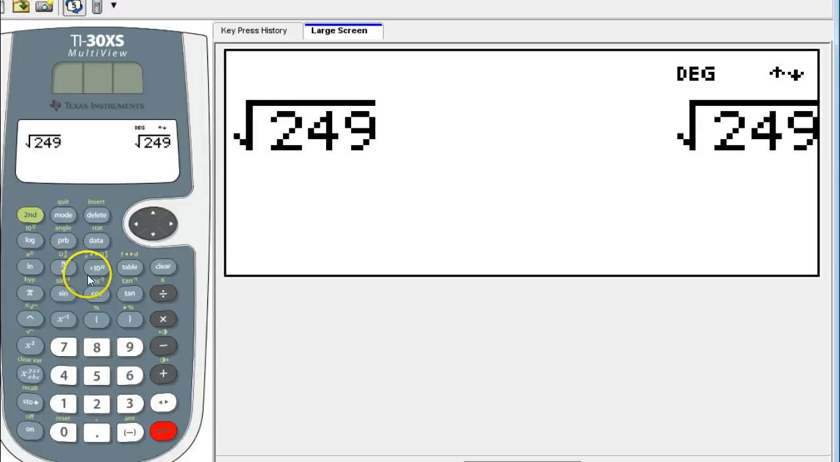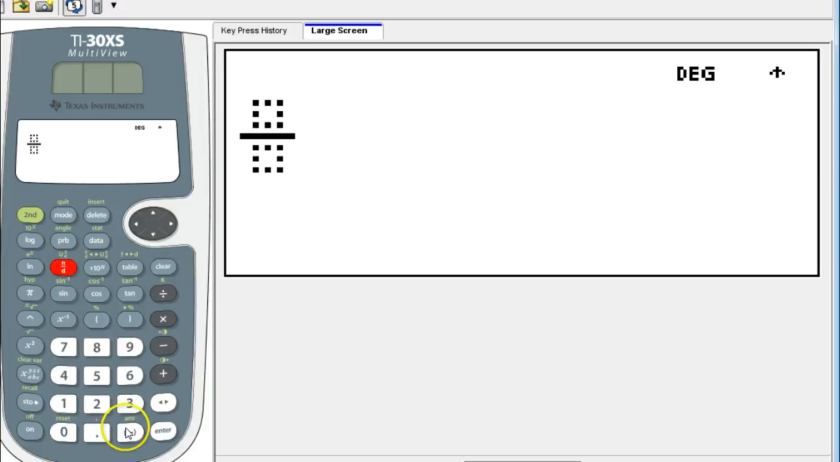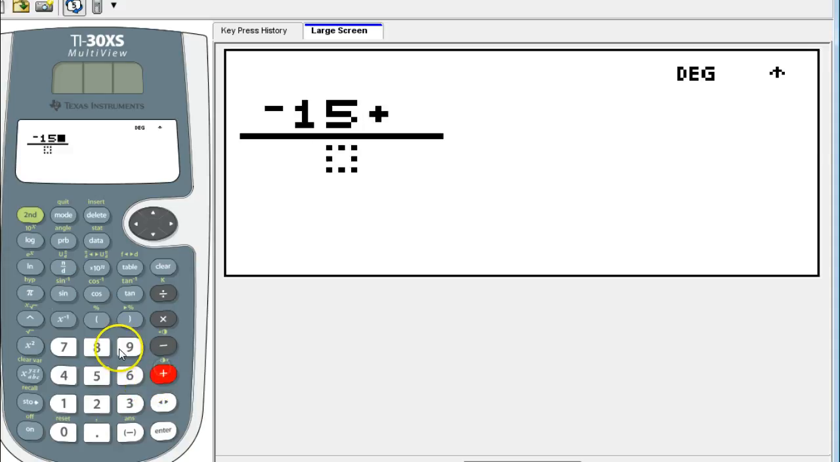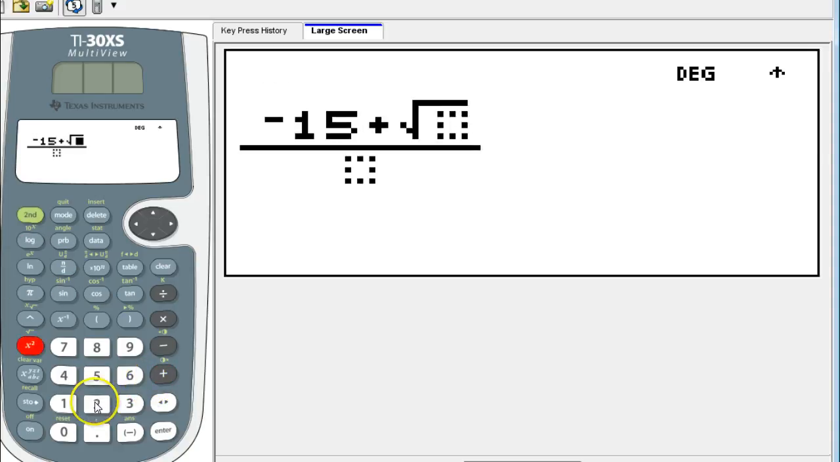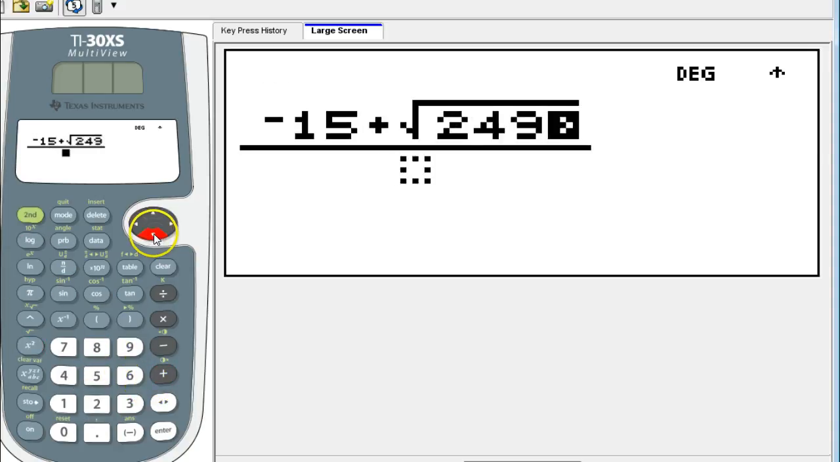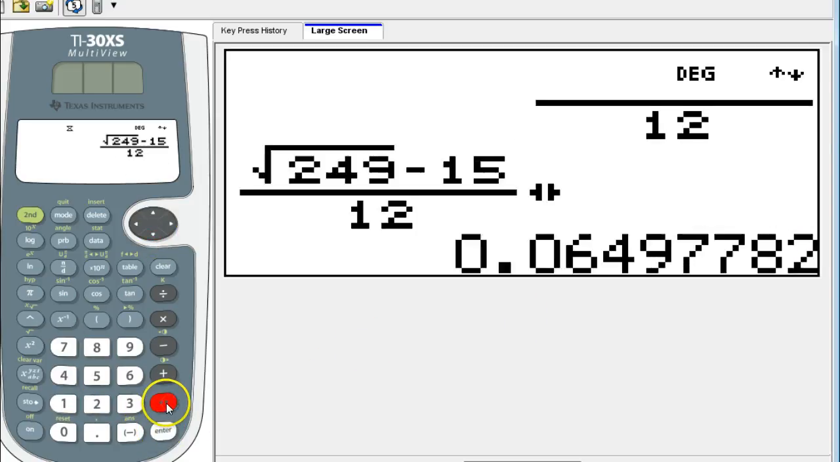Okay, so here we go. What was it? Negative 15 plus the square root of 249 over 12. Let's go ahead and use a bunch of decimals. I'm going to go all the way to here. So this is 0.0649, so that's 0.065.